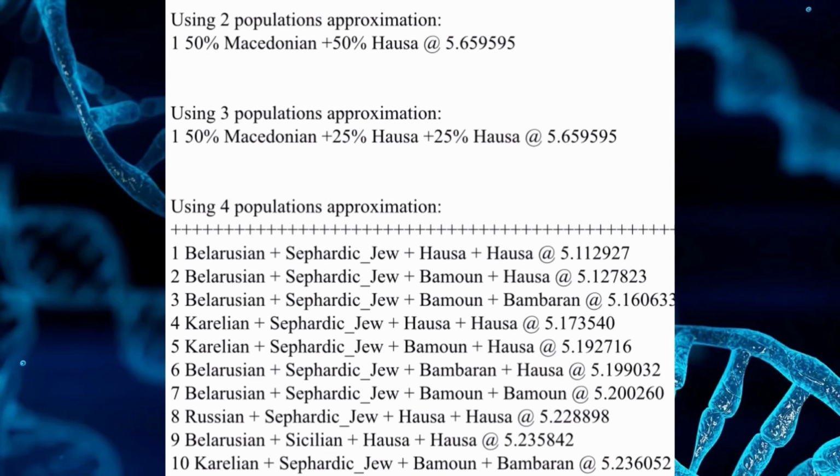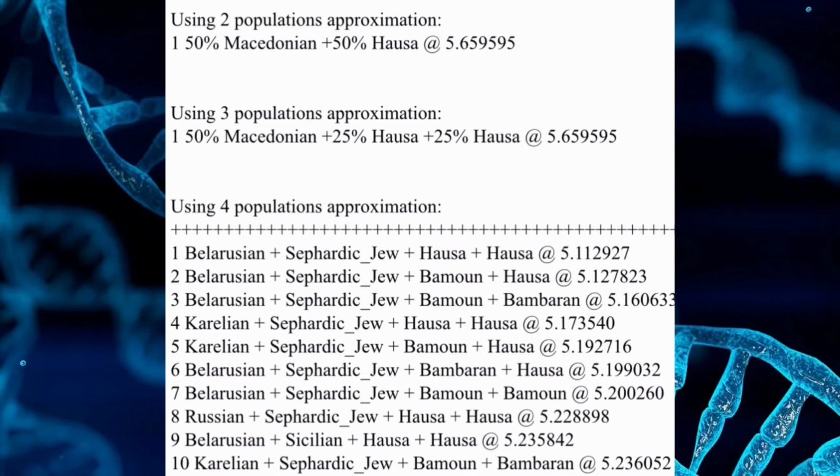So according to this program's 3 population approximation, and again, this is the equivalent of if my background only consisted of 3 groups. So according to this one, I most closely resemble someone who is 50% Macedonian and 50% Hausa. So this is literally exactly what the last one was. And even this 5.659595, whatever that number is, that's how close I am to resembling that. So the larger that number is, the farther away I am from that. So it looks like I'm pretty close. My genetic makeup pretty closely resembles someone with that genetic makeup. But that's crazy. They just gave me the exact same thing twice.